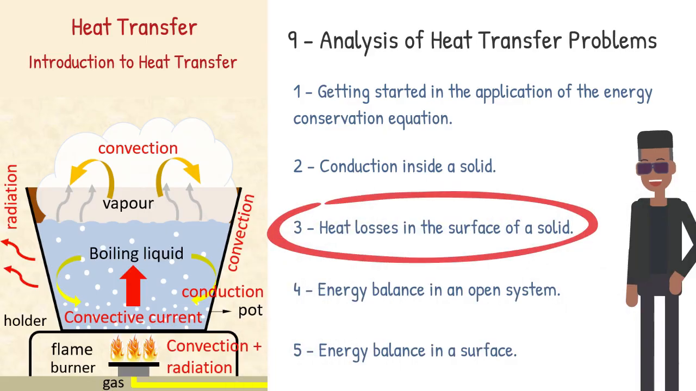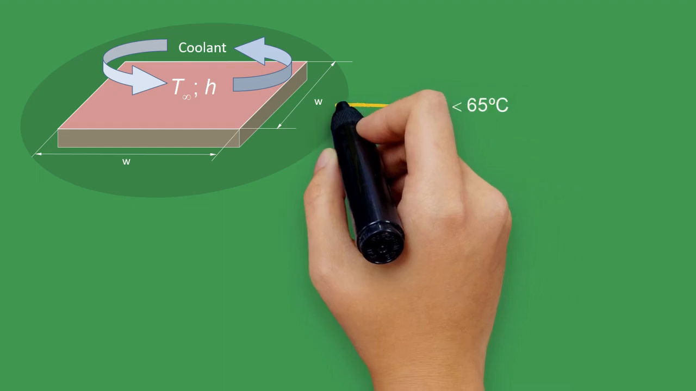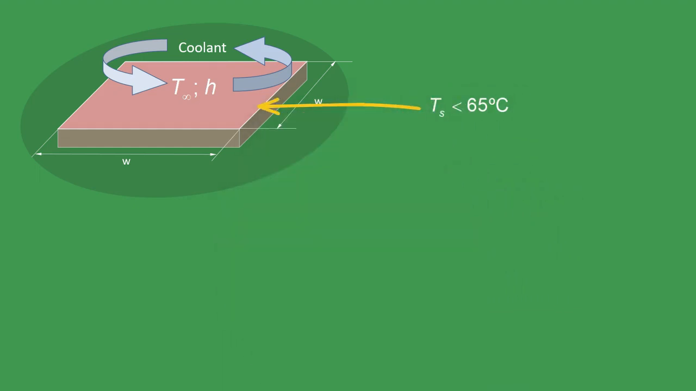Heat losses in the surface of a solid. A square section chip with a side of W equals 100 mm is insulated on all its faces except for the upper face. This face is exposed to a coolant at T infinity with a convection coefficient h. The chip top surface temperature must not exceed 65 degrees Celsius. What is the maximum allowable electrical power the chip can consume?